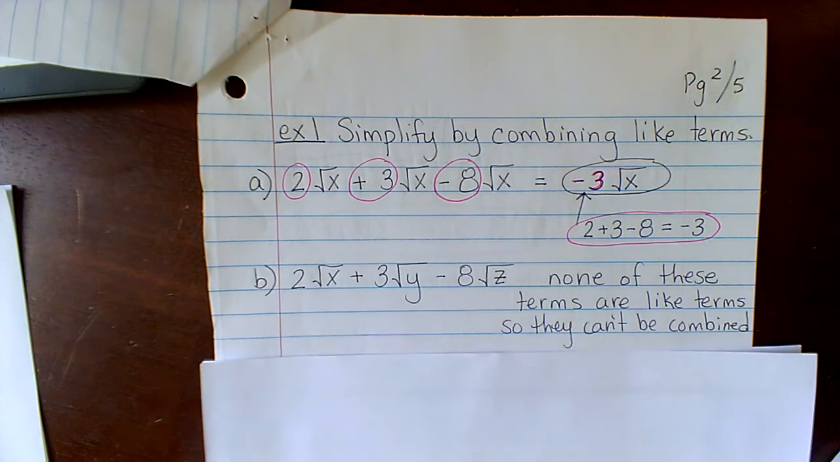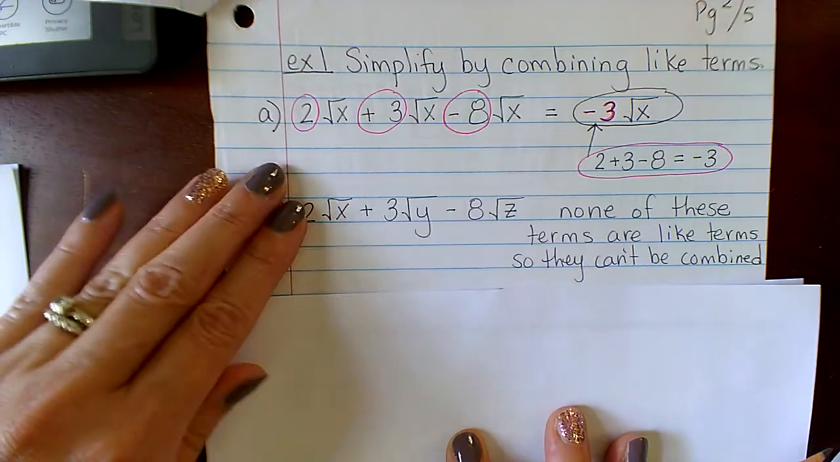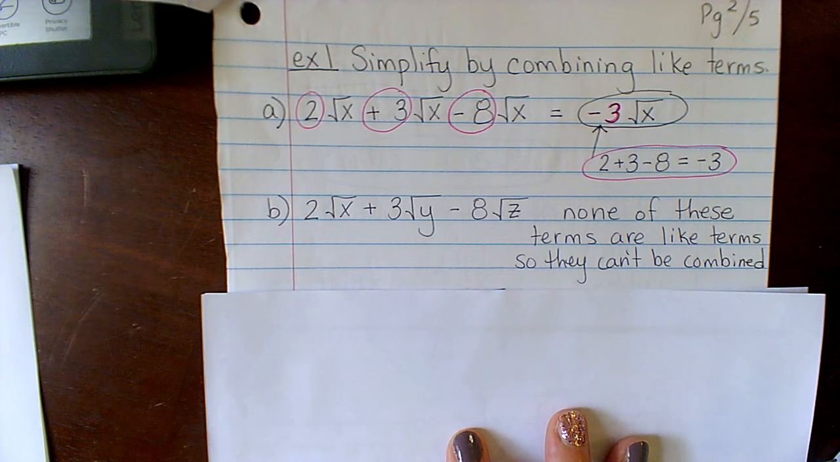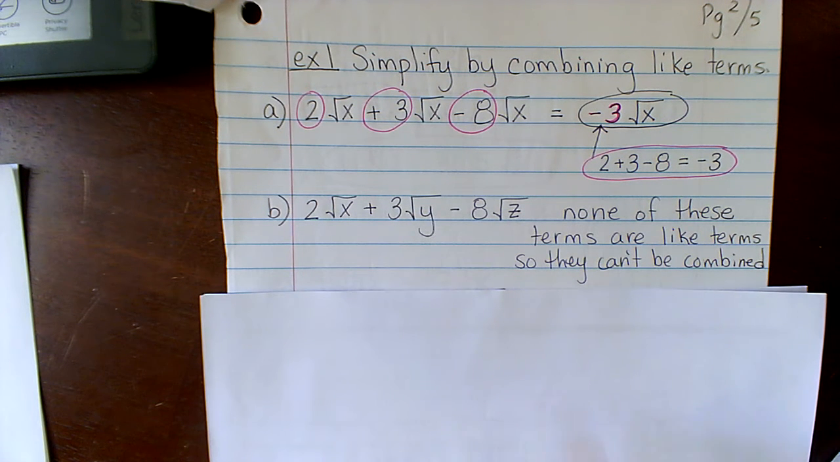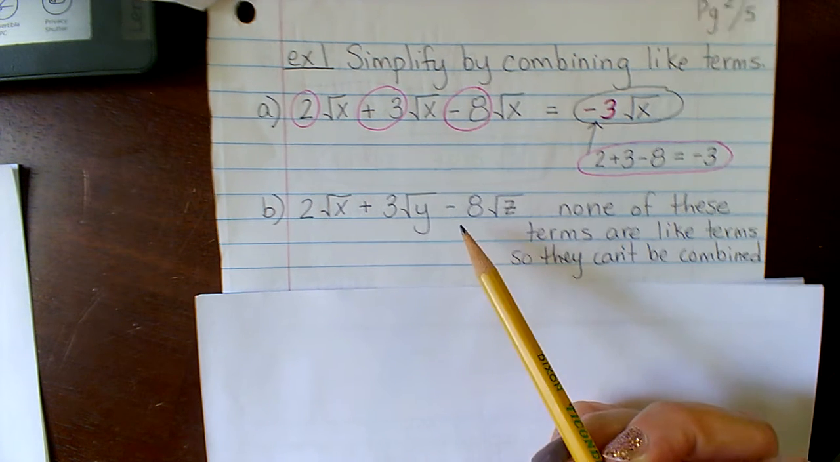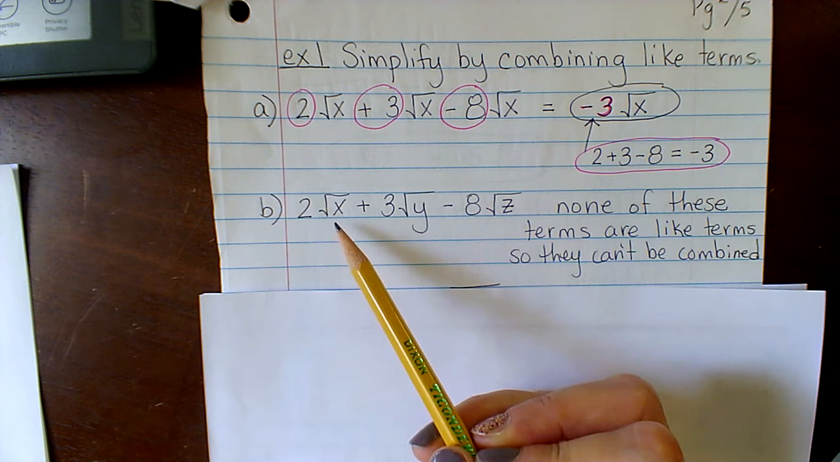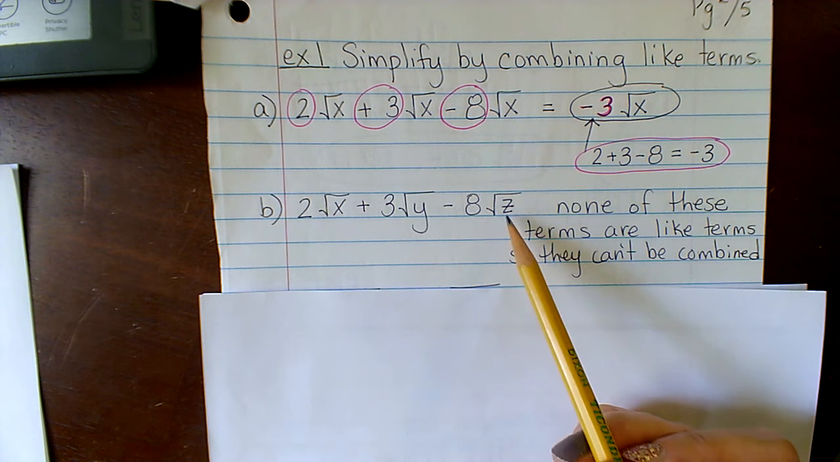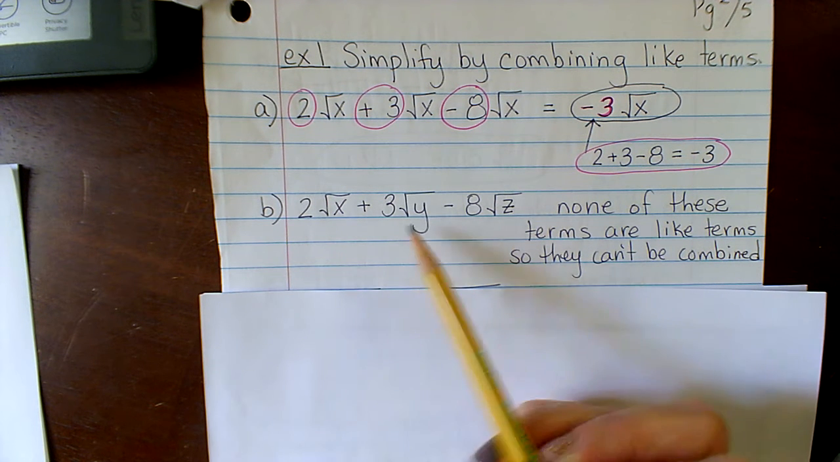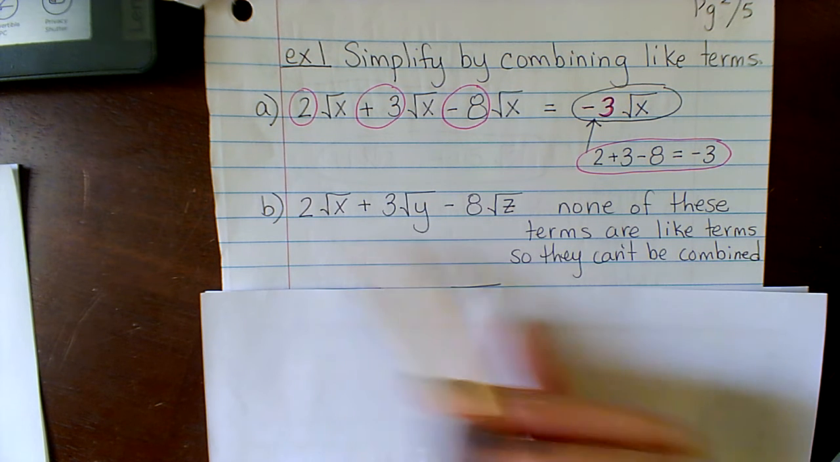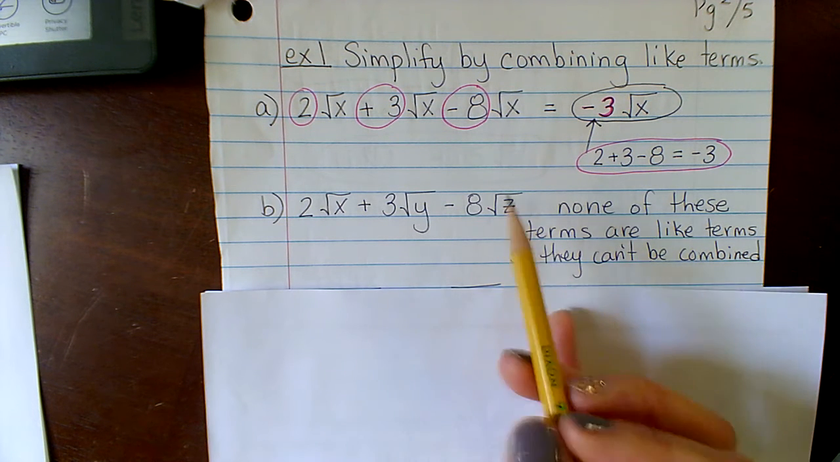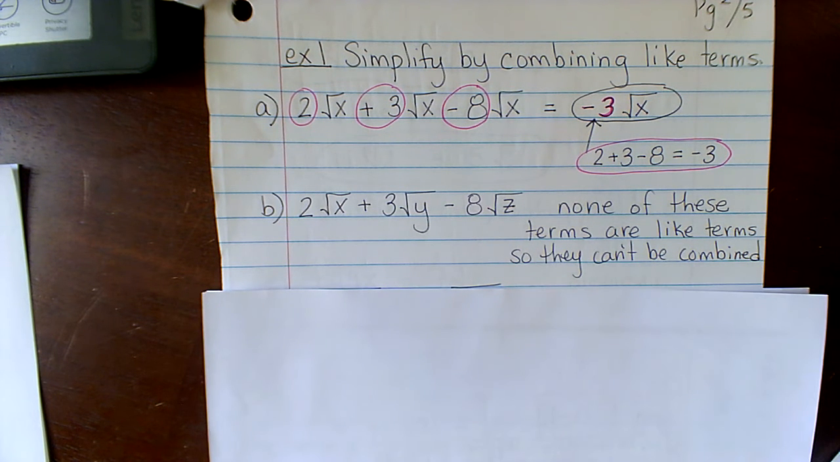Okay. Next up, if we have 2 root x plus 3 root y minus 8 root z, none of these are like terms. This may look very similar to the previous example, but notice one is a root x, one is a root y, one's a root z. So these are not like terms. They don't have the same variable part, so they can't be combined. So if this were an example in Hawks, what would the answer be? The same thing. Nothing can be combined.